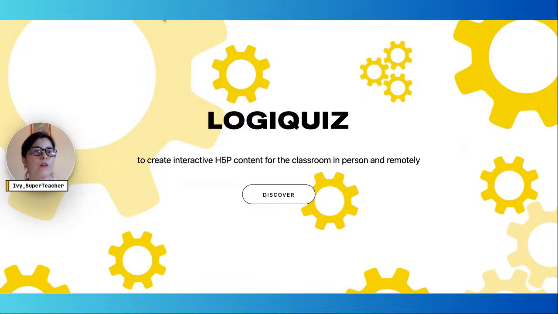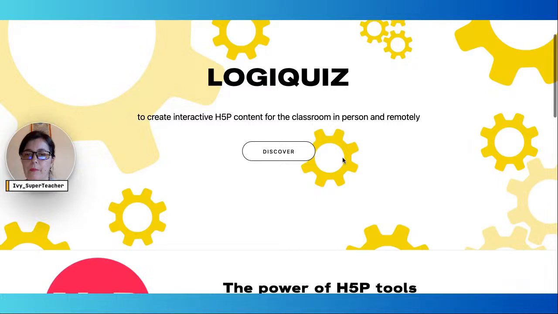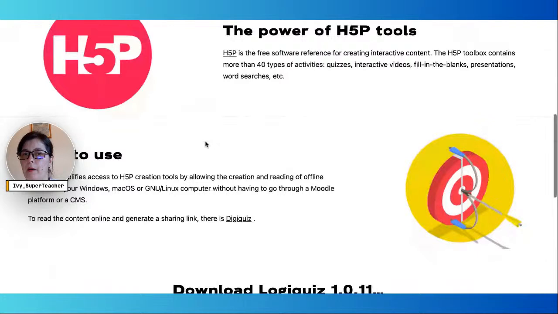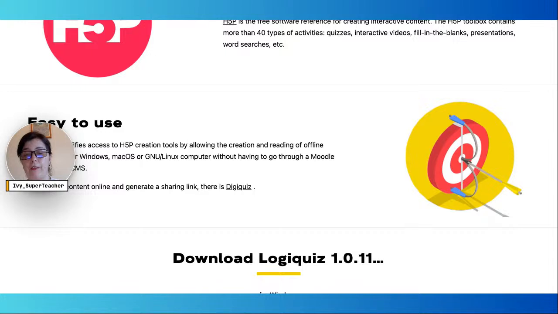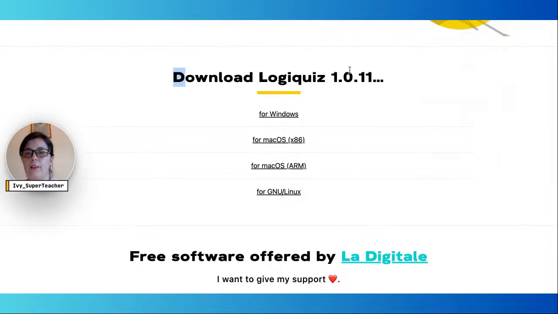When you click LogiQuiz, you're going to see this page to create H5P content for the classroom in person and remotely. And we learned about H5P already. Remember, it's free software for creating interactive content, but you do have to have a website in order to self-host it. Okay, this is what we're looking for. It's supported for Windows, Mac OS, and Linux. So you can just click to download the right version you have.